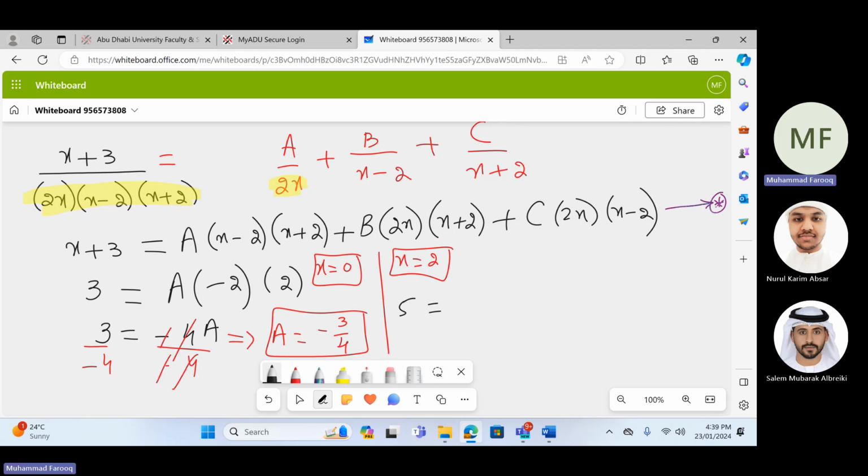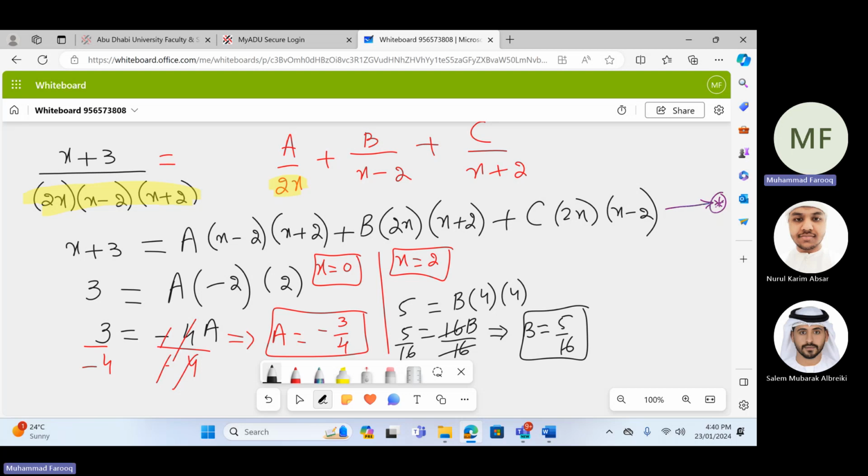Okay, come here. B times 2 times 2, 4. 2 plus 2, 4. Okay, put here 2. 2 minus 2, 0. This whole 0. Finish. From here, 4 times 4, 16b. We need now b. So divide 16, divide 16. It's cancelled. So b is equal how much? 5 by 16. I got my b also.